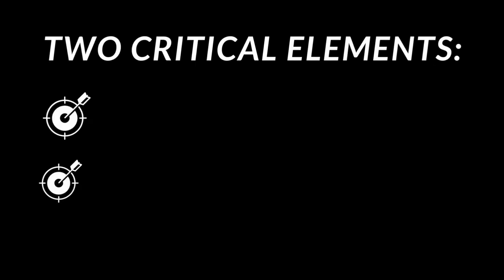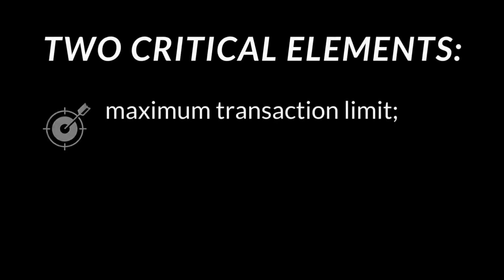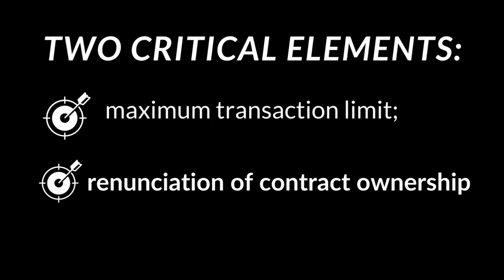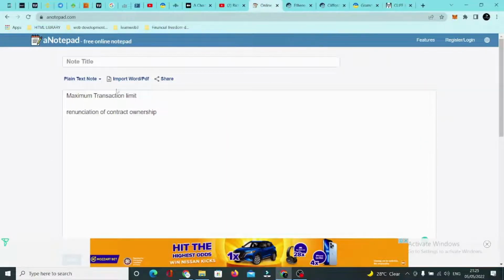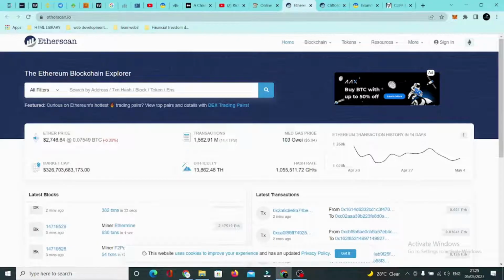For now, we are going to focus on checking for two critical elements: maximum transaction limit and renunciation of contract ownership. To discover the maximum transaction limit for a particular contract, a parameter that is critical if you are, for example, looking to snipe a new listing, let's start with checking the number of decimals used in that contract.